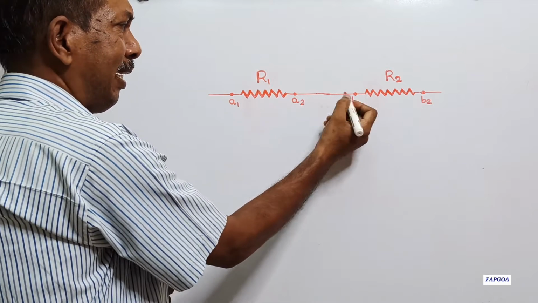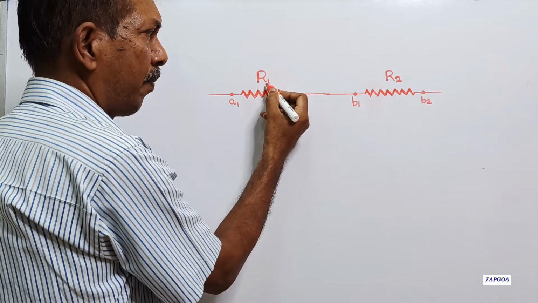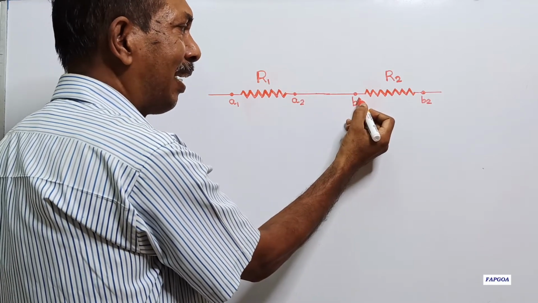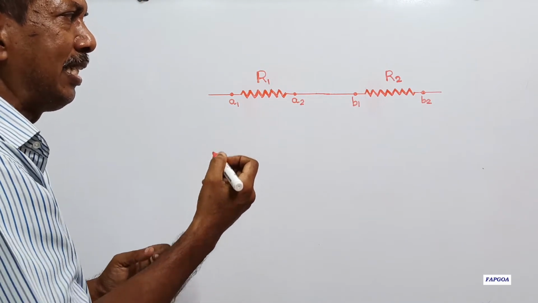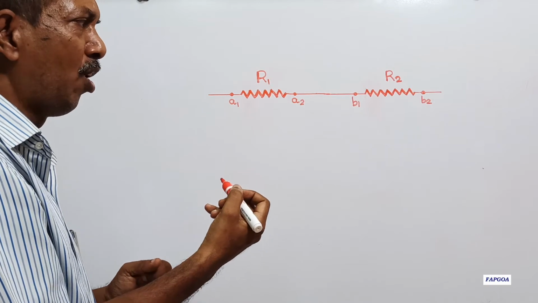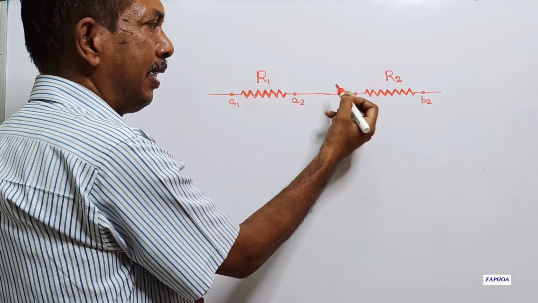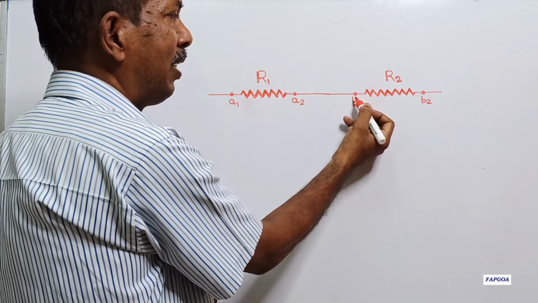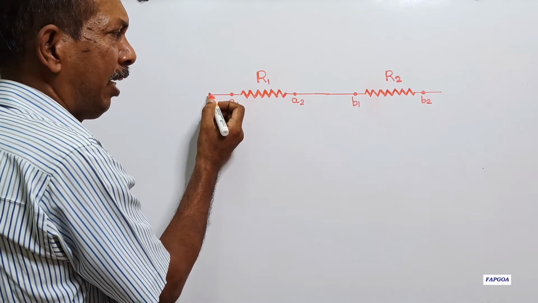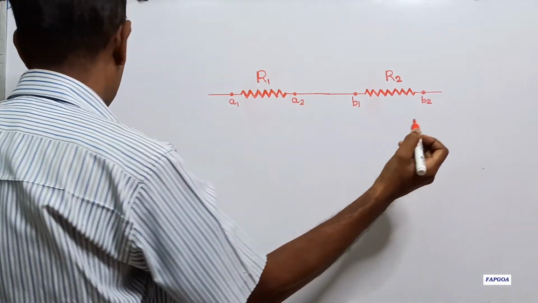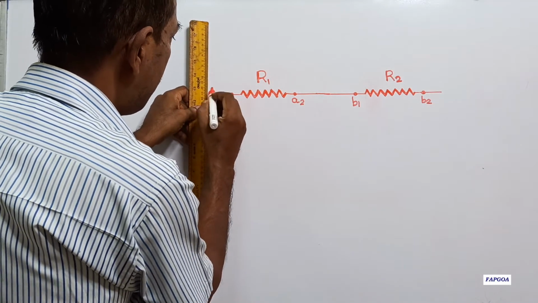So in connecting like this, what I have done is the finishing end of R1 I have connected to the starting end of R2. So a series connection is an end-to-end connection of resistances, where the finishing end of one resistance is connected to the starting of the other, and the supply is always given across the beginning of the first and ending of the last. So I'll give the supply to this.